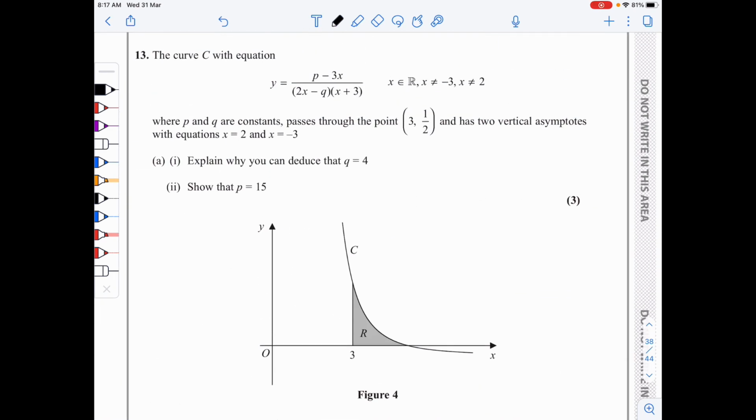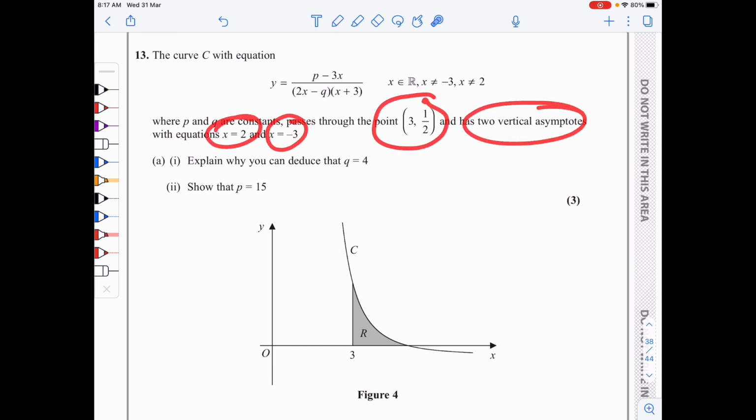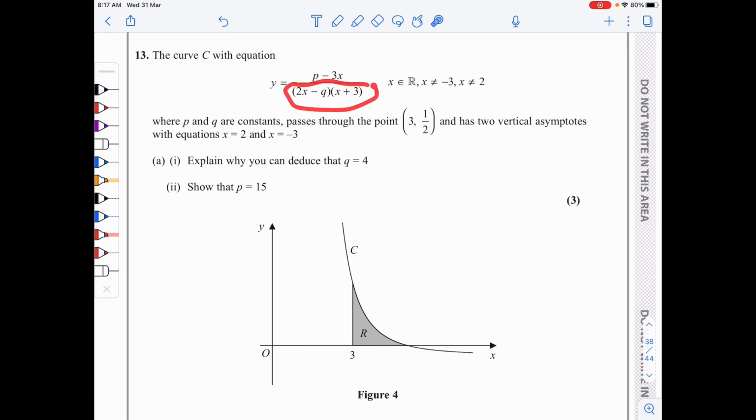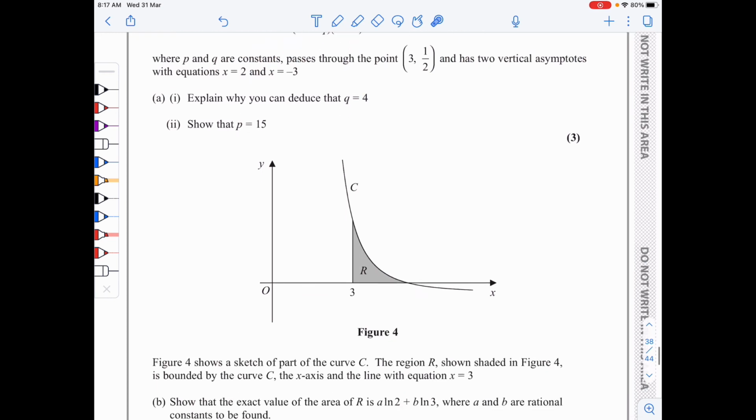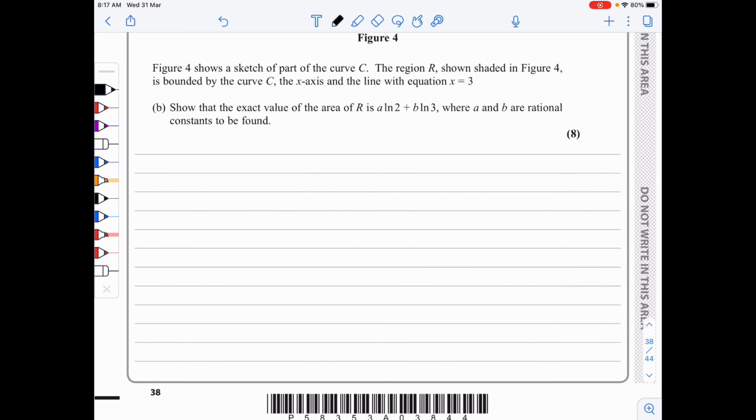Question 13. We are being given here the curve C with this equation. It has two vertical asymptotes at x is 2 and x is minus 3 and passes through the point 3, 1/2. We need to explain why we can deduce that q is 4. Now, we see that the denominator can never be 0. So let's start with that one.